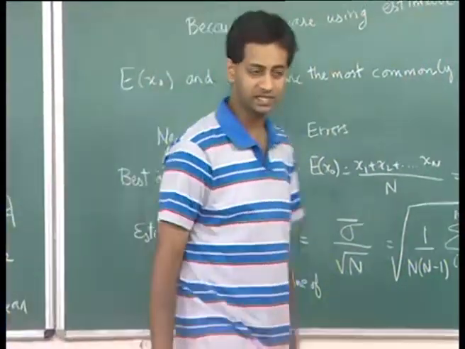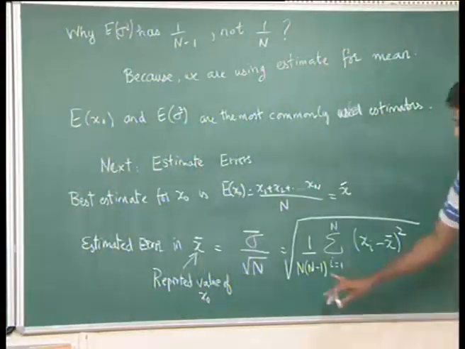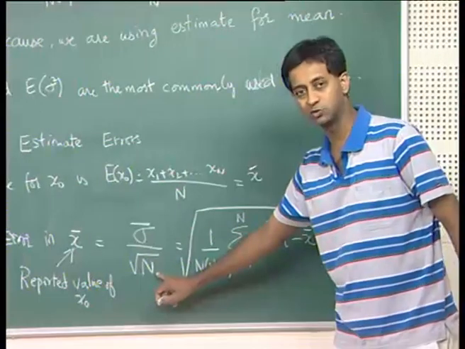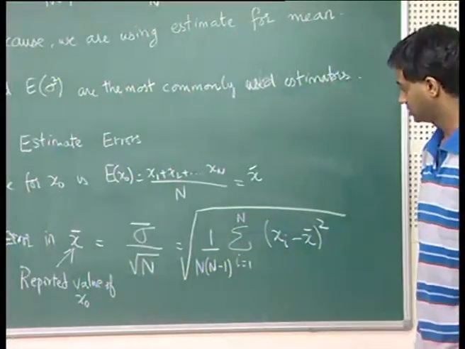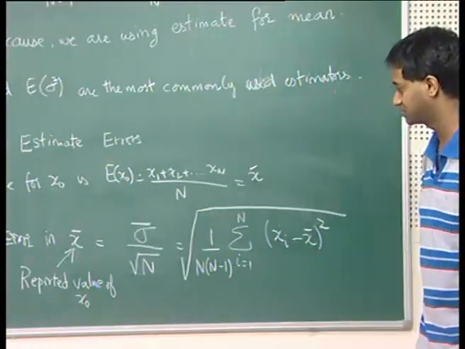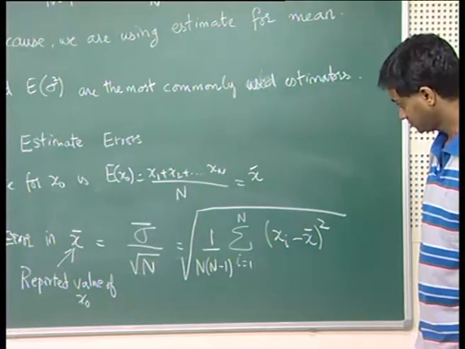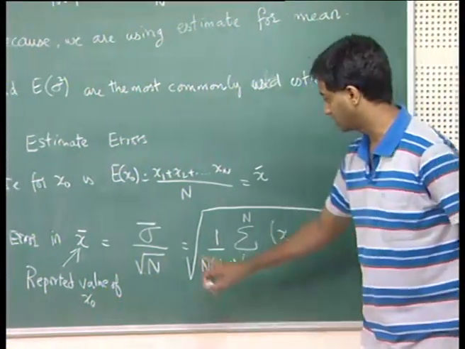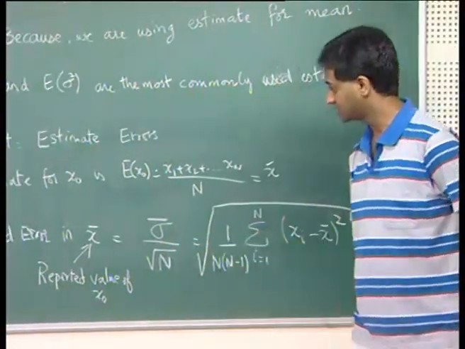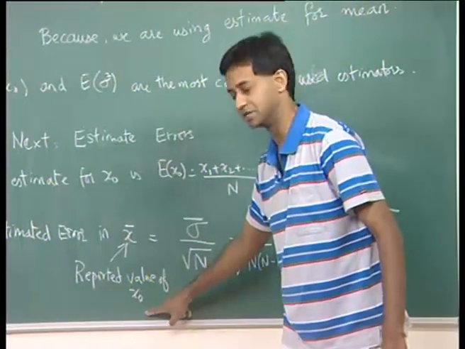Now again, this is a very tricky issue. You notice, why do you have the square root of n in the denominator? Why isn't just sigma a measure of the estimate of the error in x bar? The answer is that it is not just sigma because this is the estimated error in the reported value of the average.